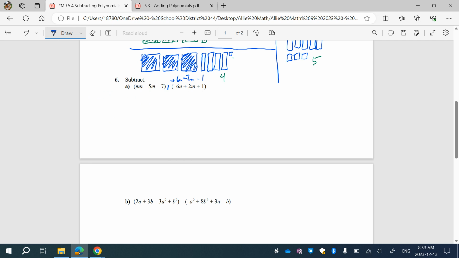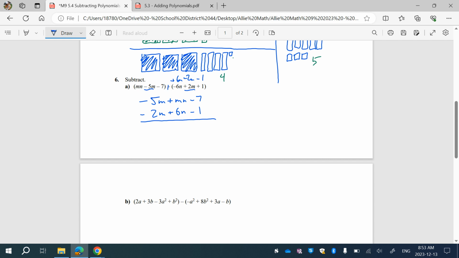So I'm going to look at our like terms and try to put those on top of each other. So let's go negative 5m. And then we've got a positive mn. And then we have a negative 7. Here we have our now negative 2m. And we don't have an mn. We just have this now positive 6n, and we now have this negative 1.